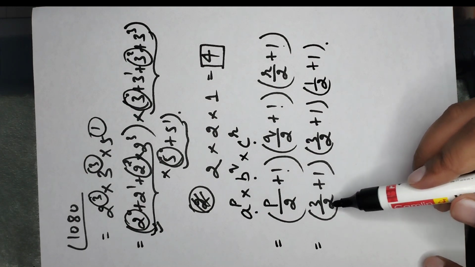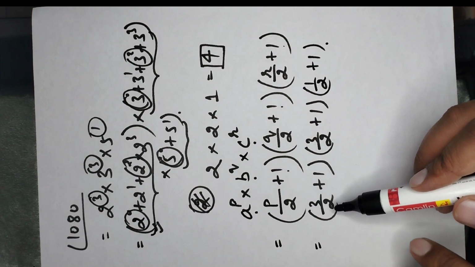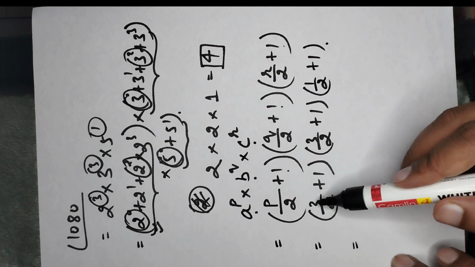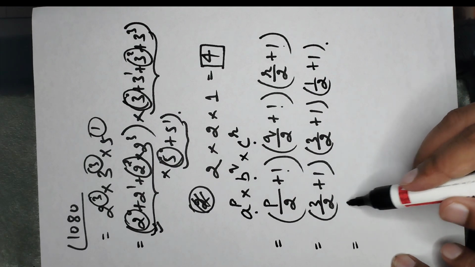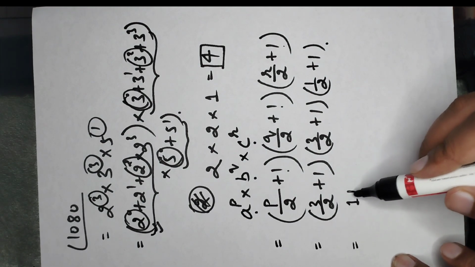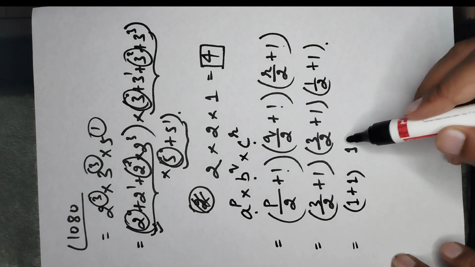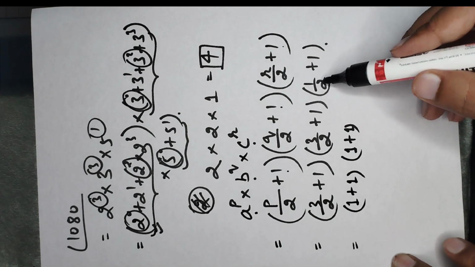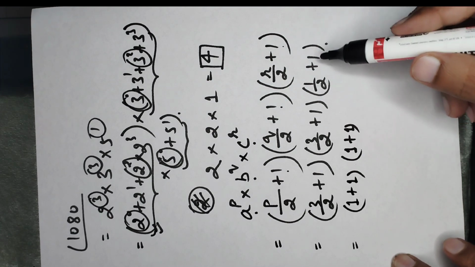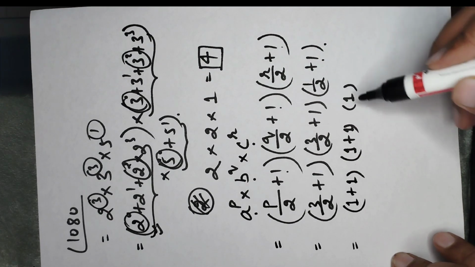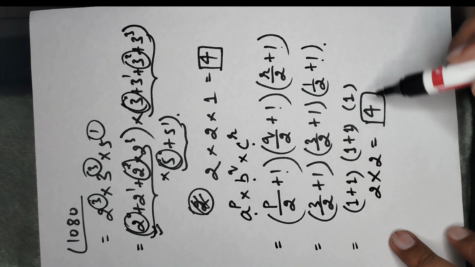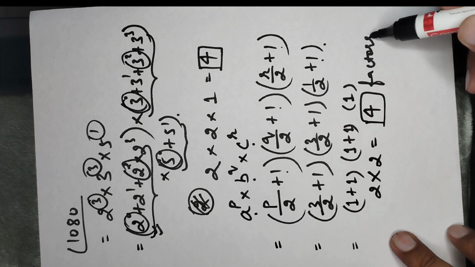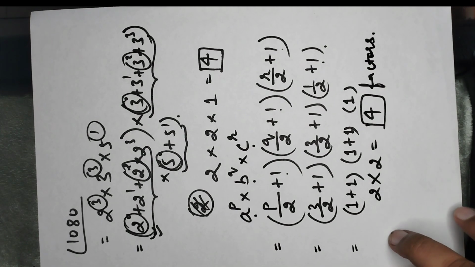Now we just have to divide this 3 by 2. We don't have to write the decimal. We have to see till wherever it can be divided. So 2 goes into 3 one time, and the remainder will be 1. So I just have to write it 1 time. 1 plus 1 is 2. Again 1 plus 1 is 2. Now 1 is not divisible by 2, so you don't have to write anything. So let's simply write this one. Now this is 2 multiplied by 2, that is equal to 4. So I can say there are 4 factors that are the square factors of 1080.